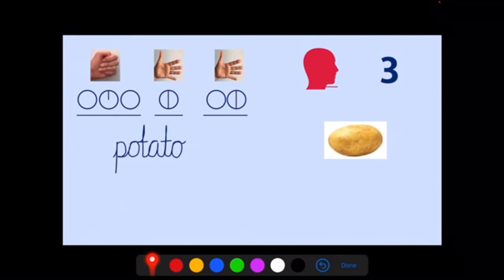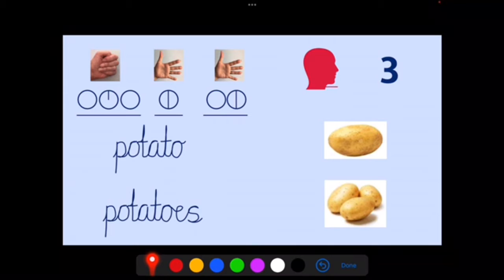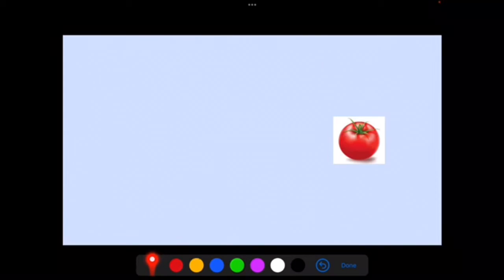And if we have more than one potato, we add the suffix es, potatoes. Okay, let's try another one. Tomato. How many syllables? Let's have a think. Tap, clap, chin tap. We have 3. Tom, a, toe.